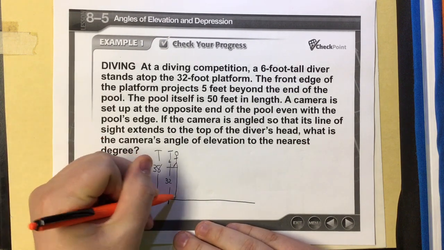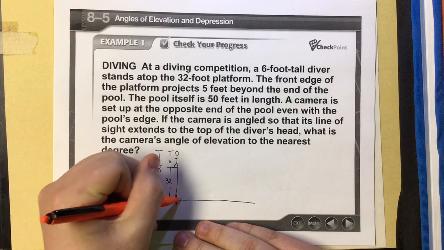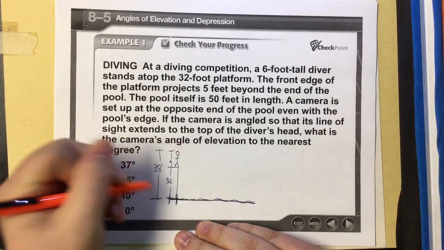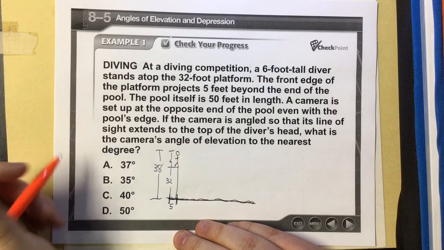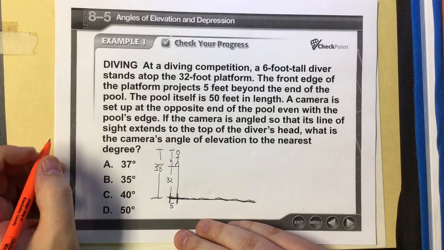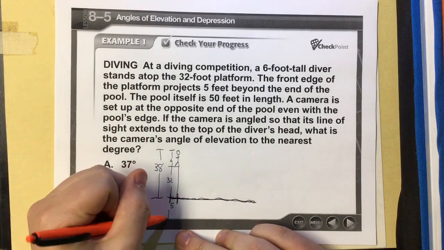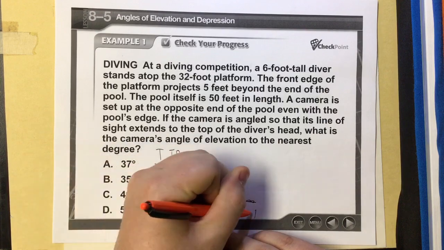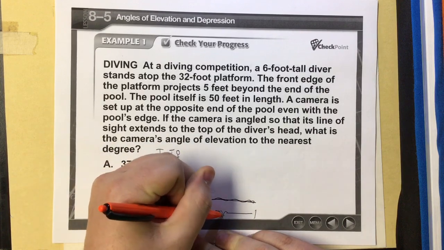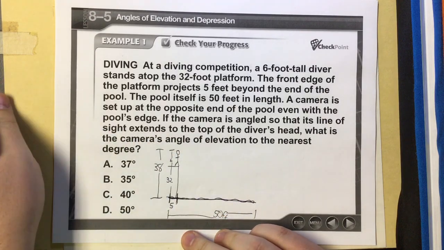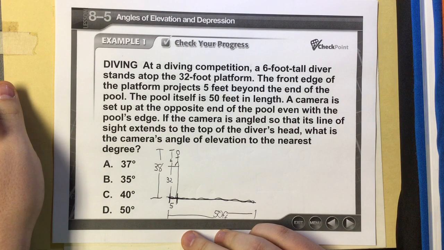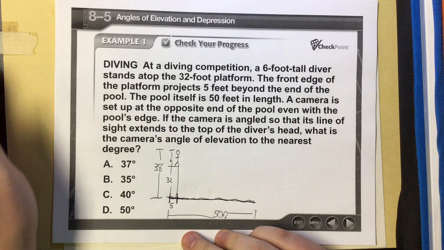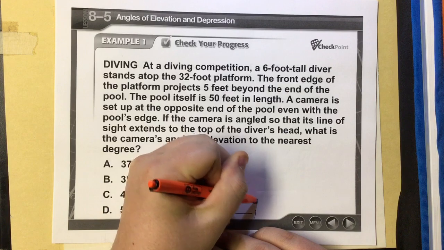It says the front edge of the platform projects 5 feet beyond the edge of the pool. So from here to here, this is all pool. I'm gonna give it a wave to look like water. That's 5 feet. The pool itself is 50 feet in length. The camera is set up at the opposite end of the pool, even with the pool's edge. So right here is a camera.